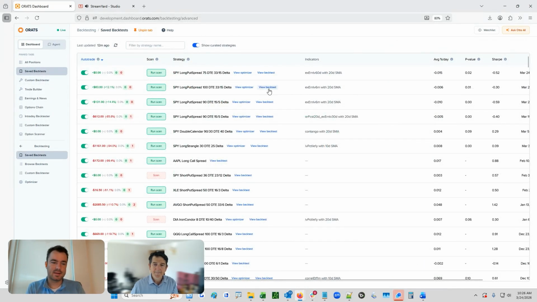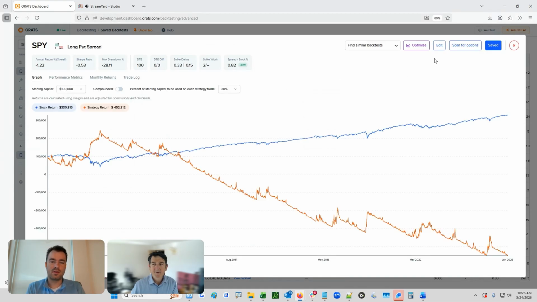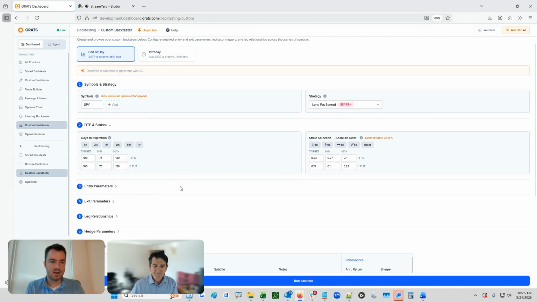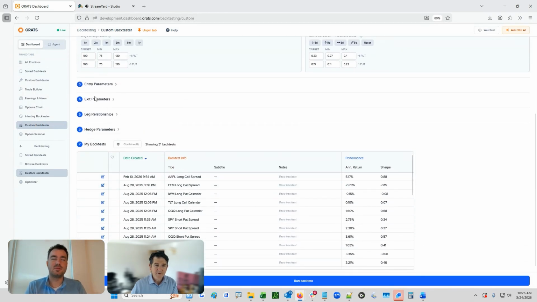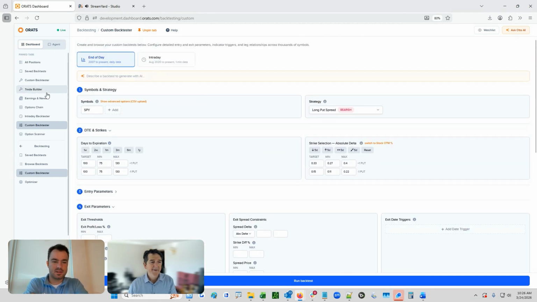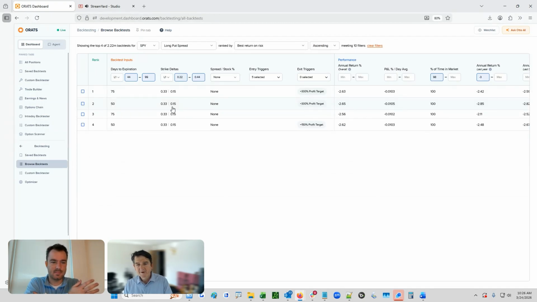I want to make a quick note about how we do our backtests in the browse backtest tab. There's over 300 million across over 100 different symbols and 15 different strategies per symbol. So the way we do it is really important when it comes to some of these longer dated strategies. You might have noticed that one we were looking at was, what was it, 100 DTE?